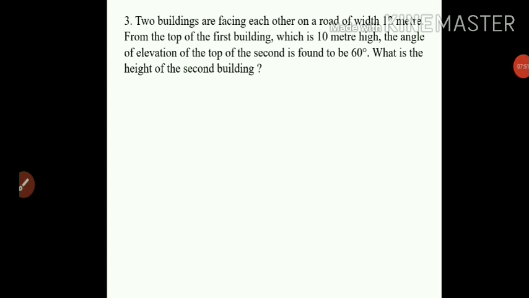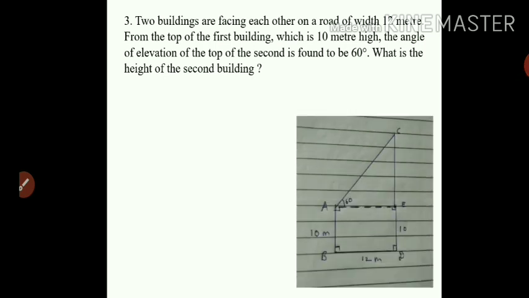Now we'll move on to question number 3. You can see two buildings are facing each other on a road of width 12 meter. You can see there are two buildings which are on either side of the road with a width of 12 meter. From the top of the first building, which is 10 meter high, the angle of elevation of the top of the second building is found to be 60 degree. So what is the height of the second building?